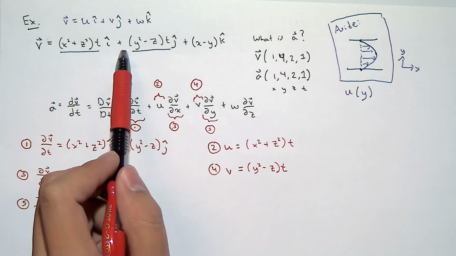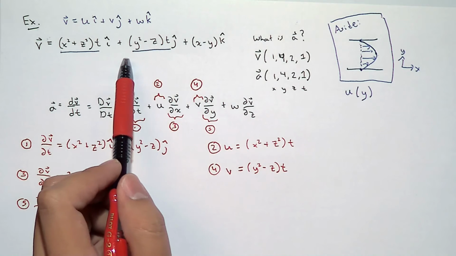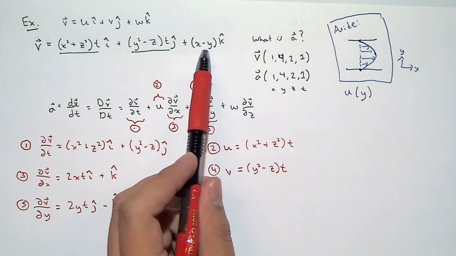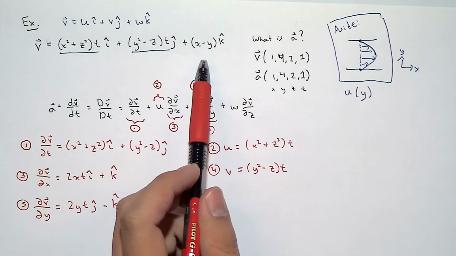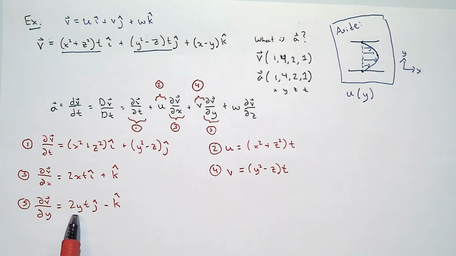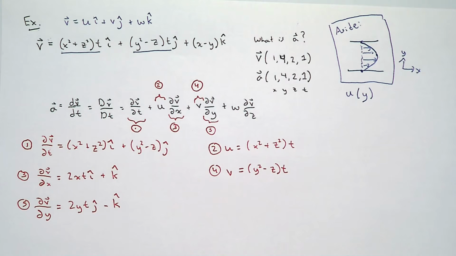Right? Here we have y squared multiplied by t. So the derivative of y squared times t is just 2yt. And here we have negative y multiplied by the k vector. So the derivative of negative y is just negative 1. So I get 2ytj minus k. So this is the same as saying 2ytj plus negative 1 times k. That's all we're doing. Does that make sense? Okay.